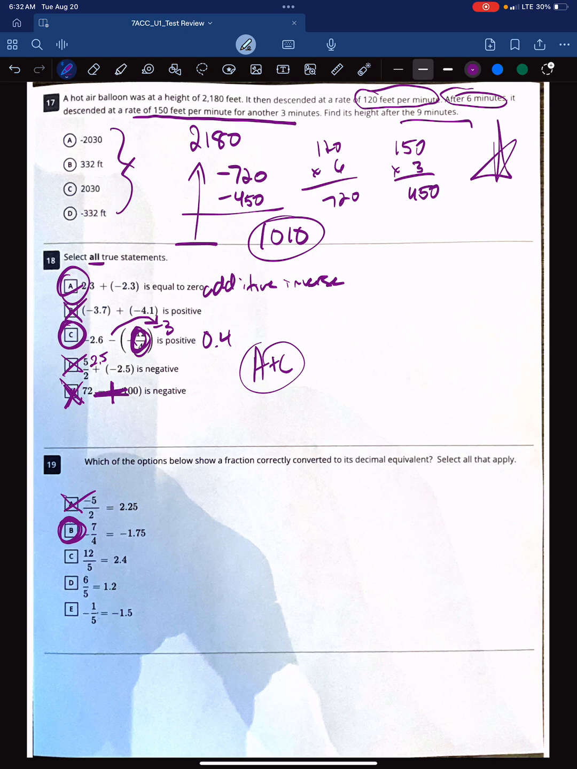C, 12 over 5 is 2.4. I don't know. Let's do it. 12 divided by 5 is 2.4, so that works. D is 6 over 5 is 1.2. Let's see. So 6 over 5, that is 1.2, right? And then E, negative 1 over 5 is negative 1.5. No, because negative 1 over 5 is negative 0.2. So our answers are B, C, and D.